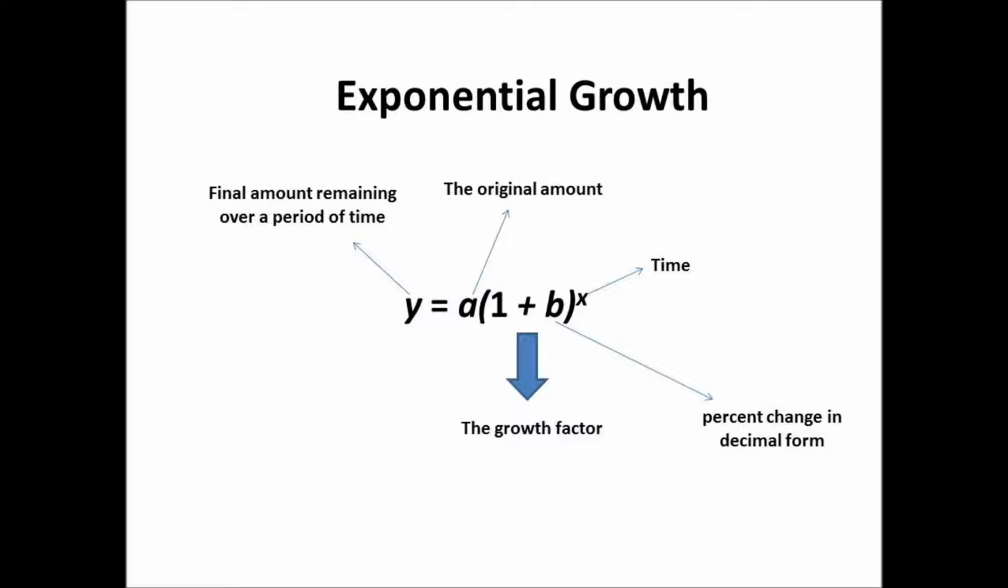The equation for exponential growth is y equals a times 1 plus b to the power of x, where y is the final amount remaining over a period of time, a is the original amount, 1 plus b is the growth factor, in which b is the percent change in decimal form, and x is the time.